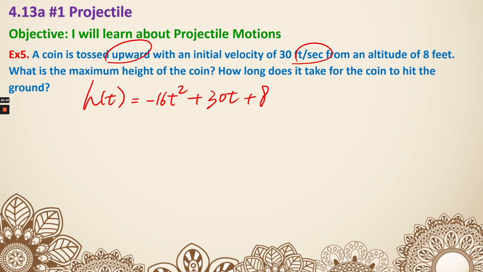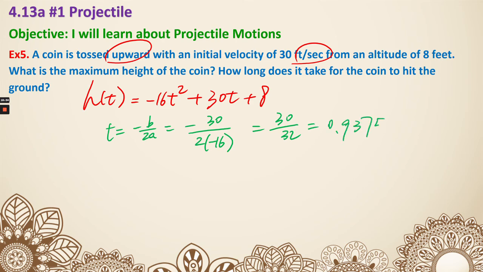We are looking for the maximum height and time again. So let's start with the time. T equals negative b over 2a, which is negative 30 over 2 times negative 16. So basically, we have 30 over 32. And since we're talking about time, a fraction wouldn't make quite much sense. So it's going to be decimal, 0.9375.